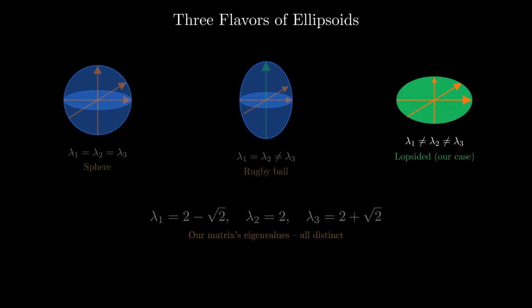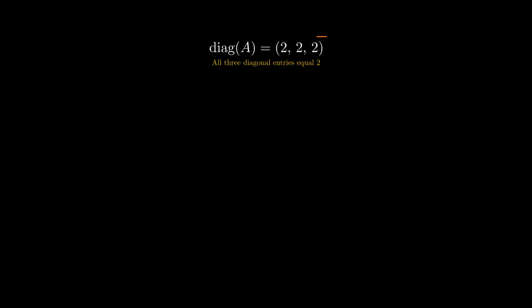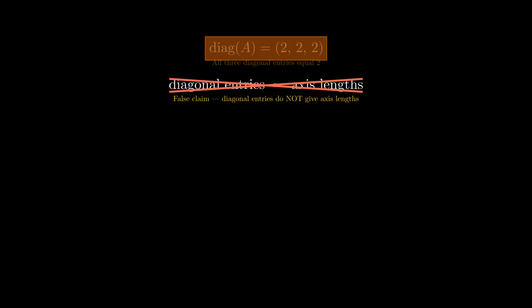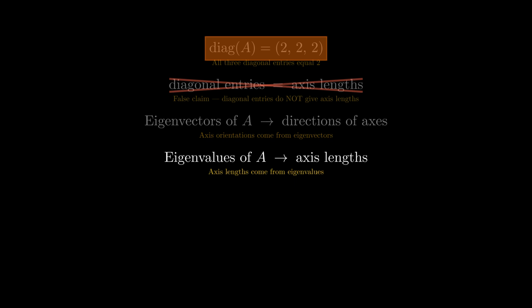So our ellipsoid falls into the lopsided category with three unique axes pointing along three orthogonal directions, each with its own length. Here's a natural source of confusion. The diagonal entries of our matrix A are all 2's, yet our ellipsoid has three different axis lengths, so the diagonal entries cannot be giving us the geometry directly. The truth is this. The directions of the ellipsoid's axes come from the eigenvectors of A, not from the matrix entries, and the axis lengths come from the eigenvalues, not from the diagonal.